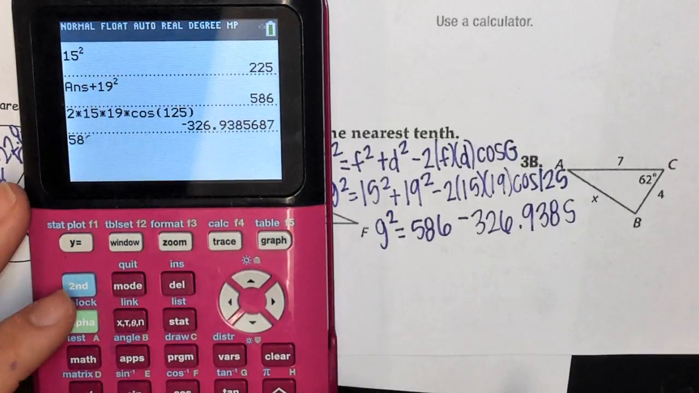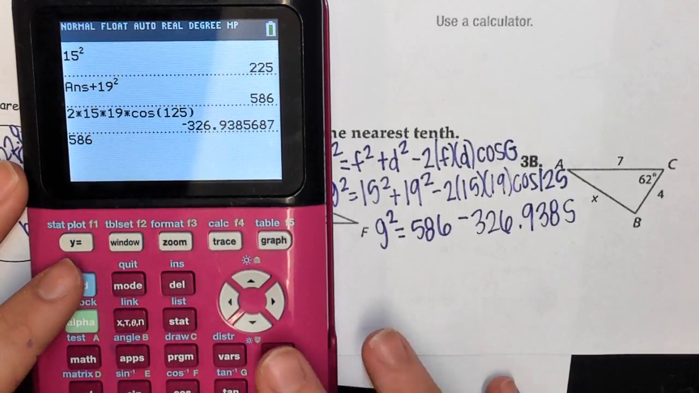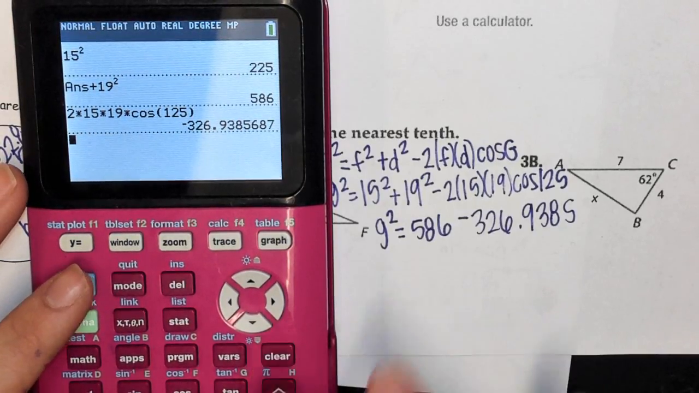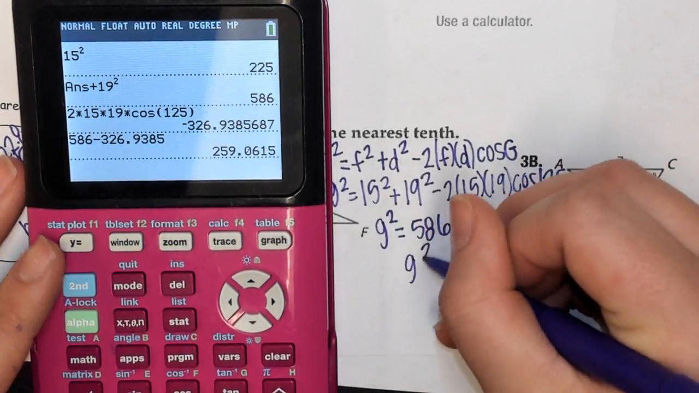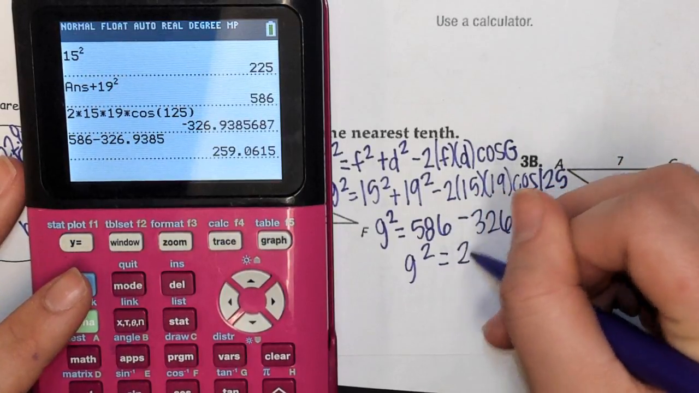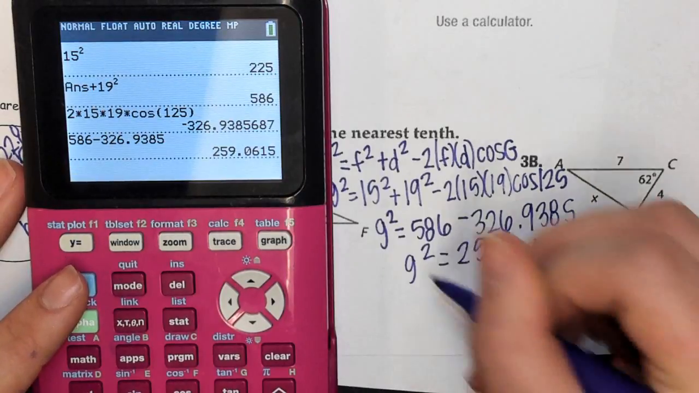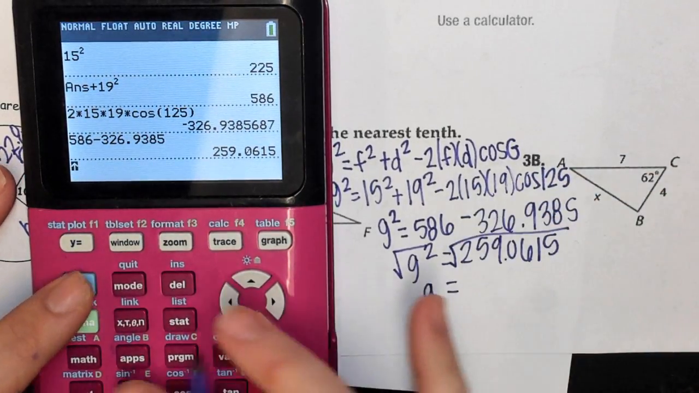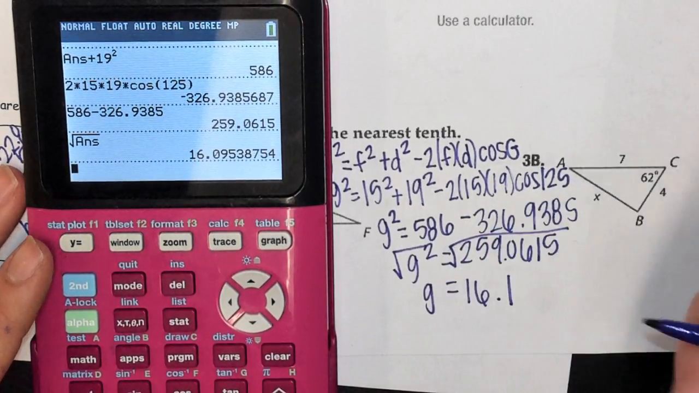okay, so now I'm going to do 586 minus... So I get G squared is equal to this, 259.0615. But I still have to take the square root. Now G is equal to 16.1.